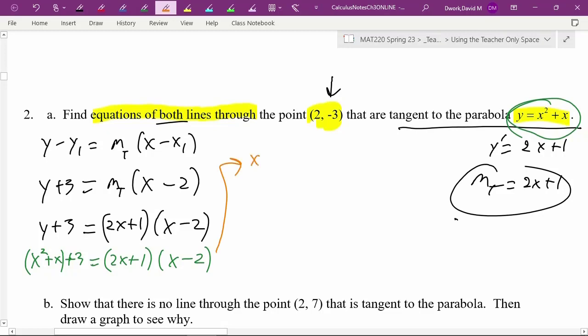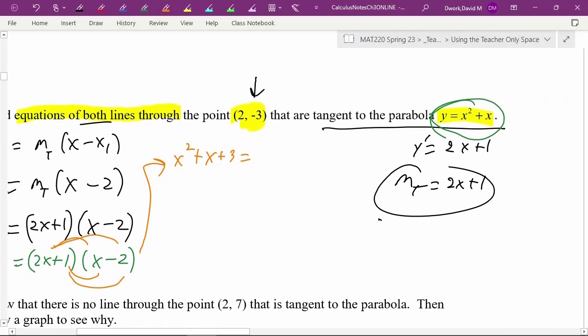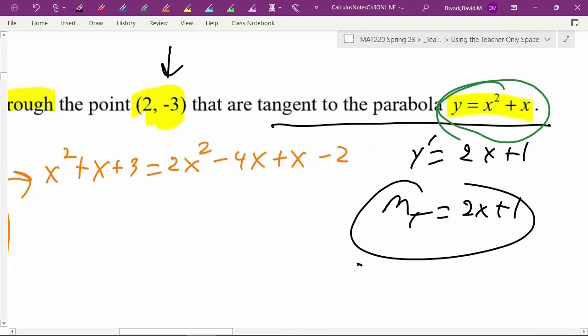So this left-hand side, I'm going to leave as x squared plus x plus 3. This right-hand side, I'm going to do a little bit of distribution or FOIL, whatever you've learned and whatever you like. So that's going to be what? 2x squared minus 4x plus x minus 2. All right, so let's combine some like terms. This is just an algebra step. So we're going to be left with x squared plus x plus 3 equals 2x squared, let's see, -4x plus x, that makes -3x, minus 2.